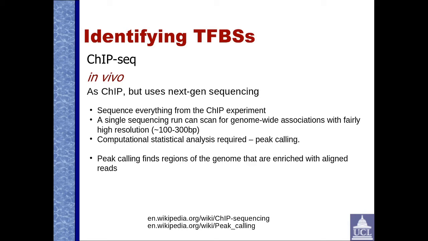ChIP-seq is another variation of ChIP, which is done in vivo, but uses next-generation sequencing. So this is a bit like SELEX-seq compared with SELEX in the in vitro context. So basically all we do is the ChIP type experiment, but we can sequence everything, and a single sequencing run can scan for genome-wide associations with fairly high resolution of 100 to 300 base pairs. However, some degree of computational statistical analysis is required, so-called peak calling, in order to find regions of the genome that are enriched with aligned reads.